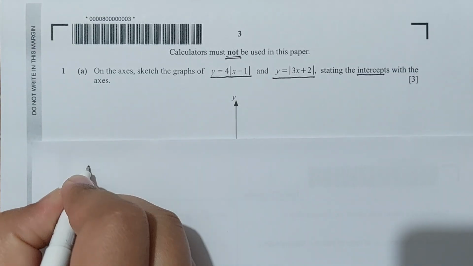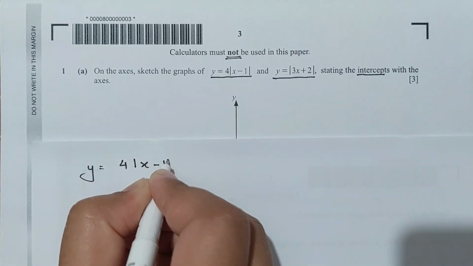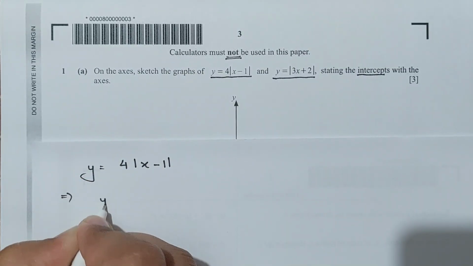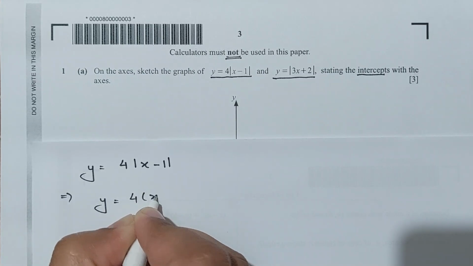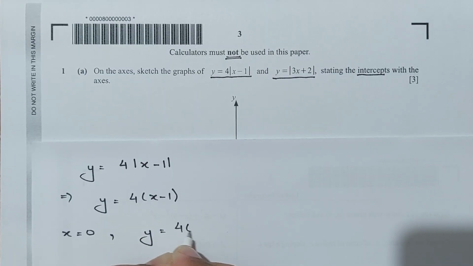Let me take the first function as y equals 4 absolute of x minus 1. Let's say y equals 4 into x minus 1. When x is equal to 0, what is my y? y would be equal to 4 into 0 minus 1. y is equal to 4 into negative 1, and y would be equal to negative 4.